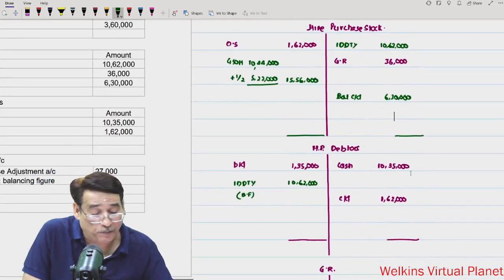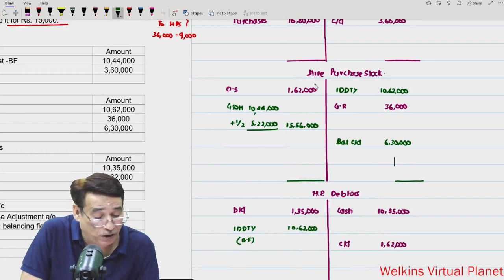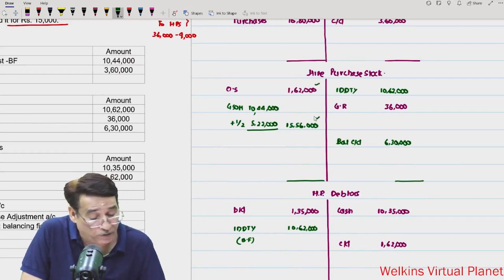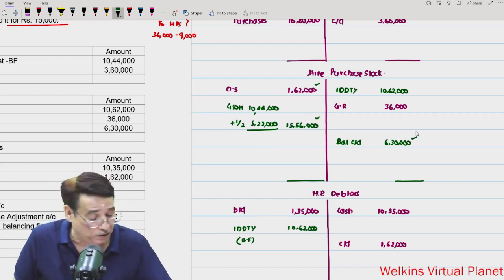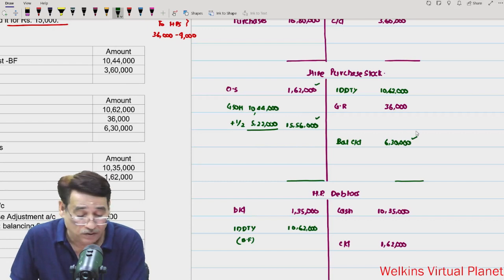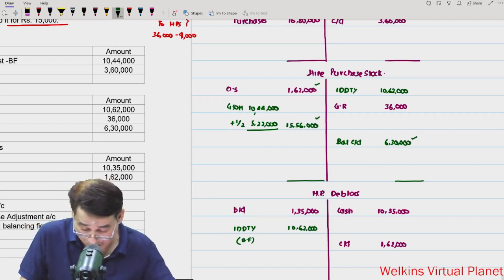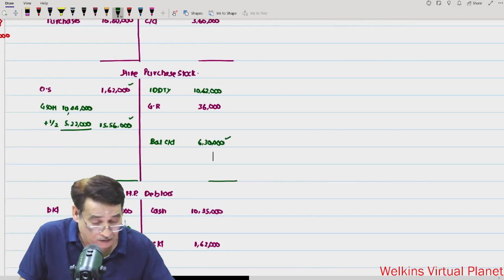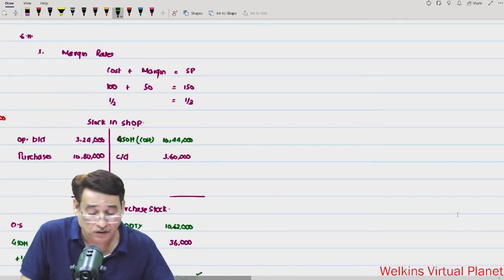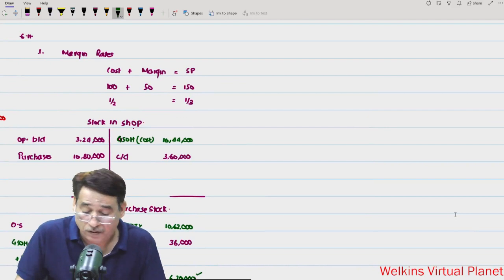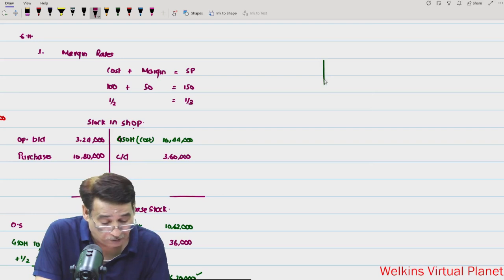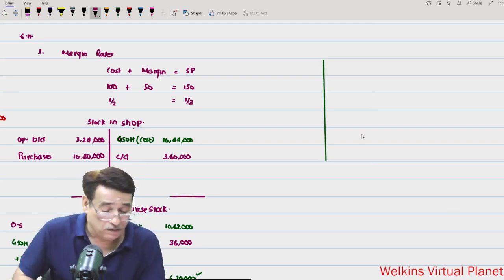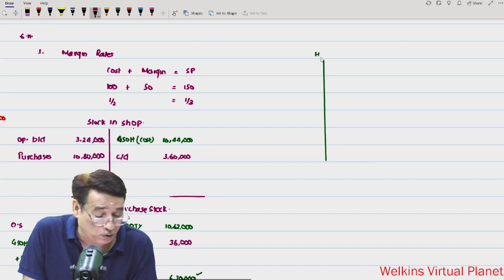Now, in order to prepare hire purchase stock account, you will take the loading of this item, you will have to take the loading of this item, and you will have to write the loss on repossession. That's all. So, hire purchase adjustment account. In order to find out profit through debtors system, we prepare hire purchase adjustment account.